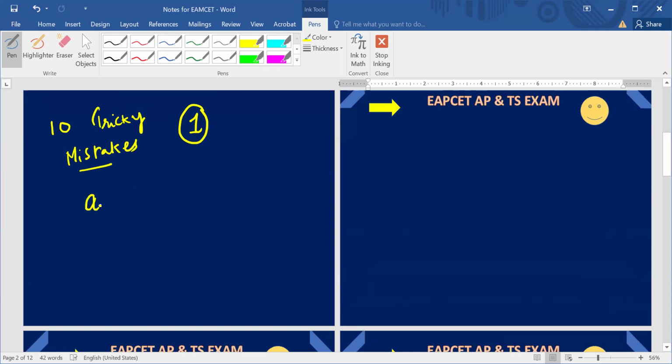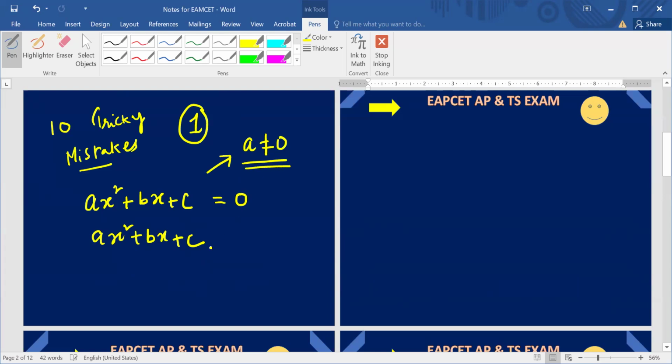Generally the quadratic expression is given as ax square plus bx plus c, and if it is an equation, this will become equal to 0. If it is only an expression, I say it is ax square plus bx plus c. The mistake is forgetting that a is not equal to 0, which is very crucial in a quadratic expression. If a is equal to 0, this will become bx plus c, which is not a quadratic expression at all, but a linear expression. This is number one.